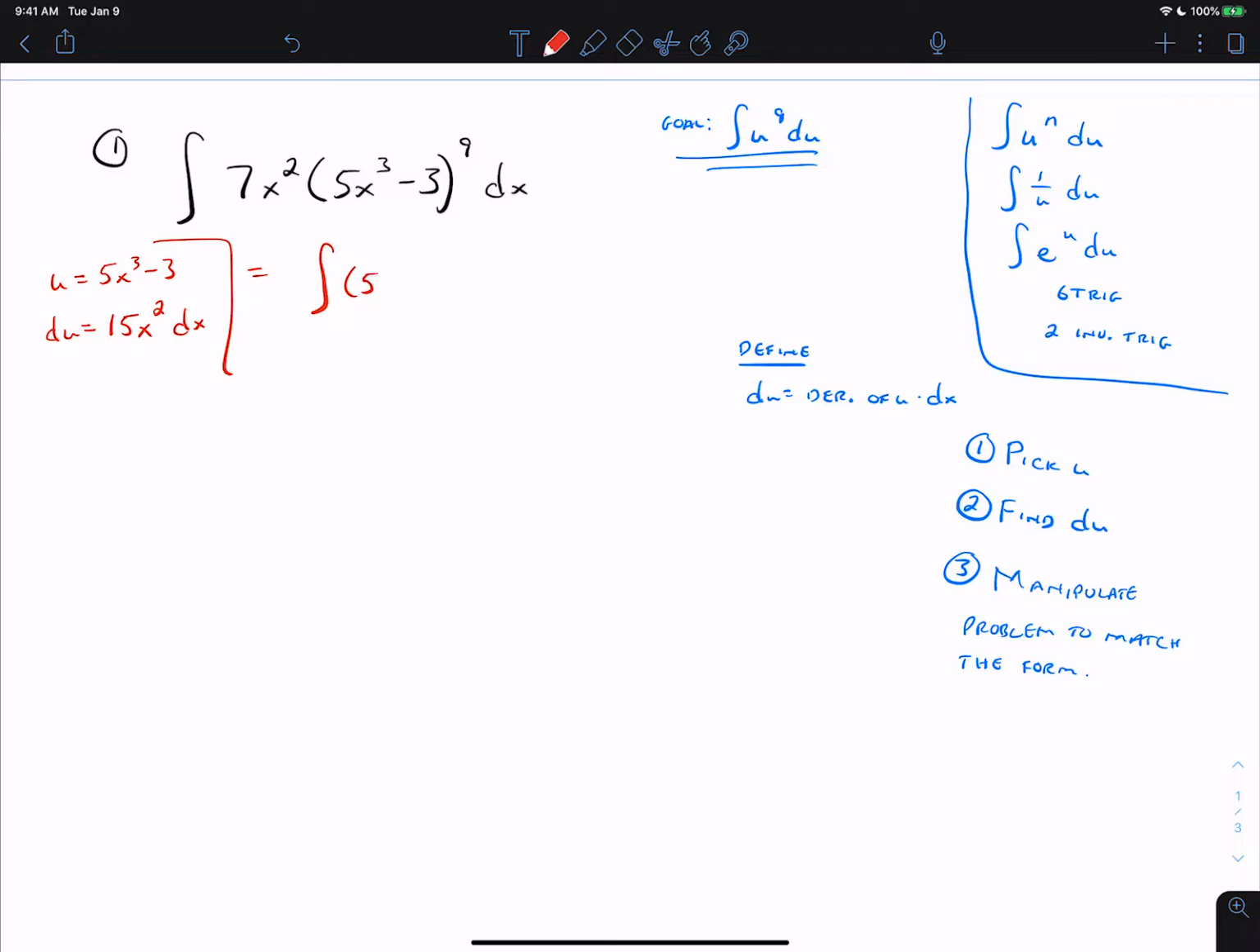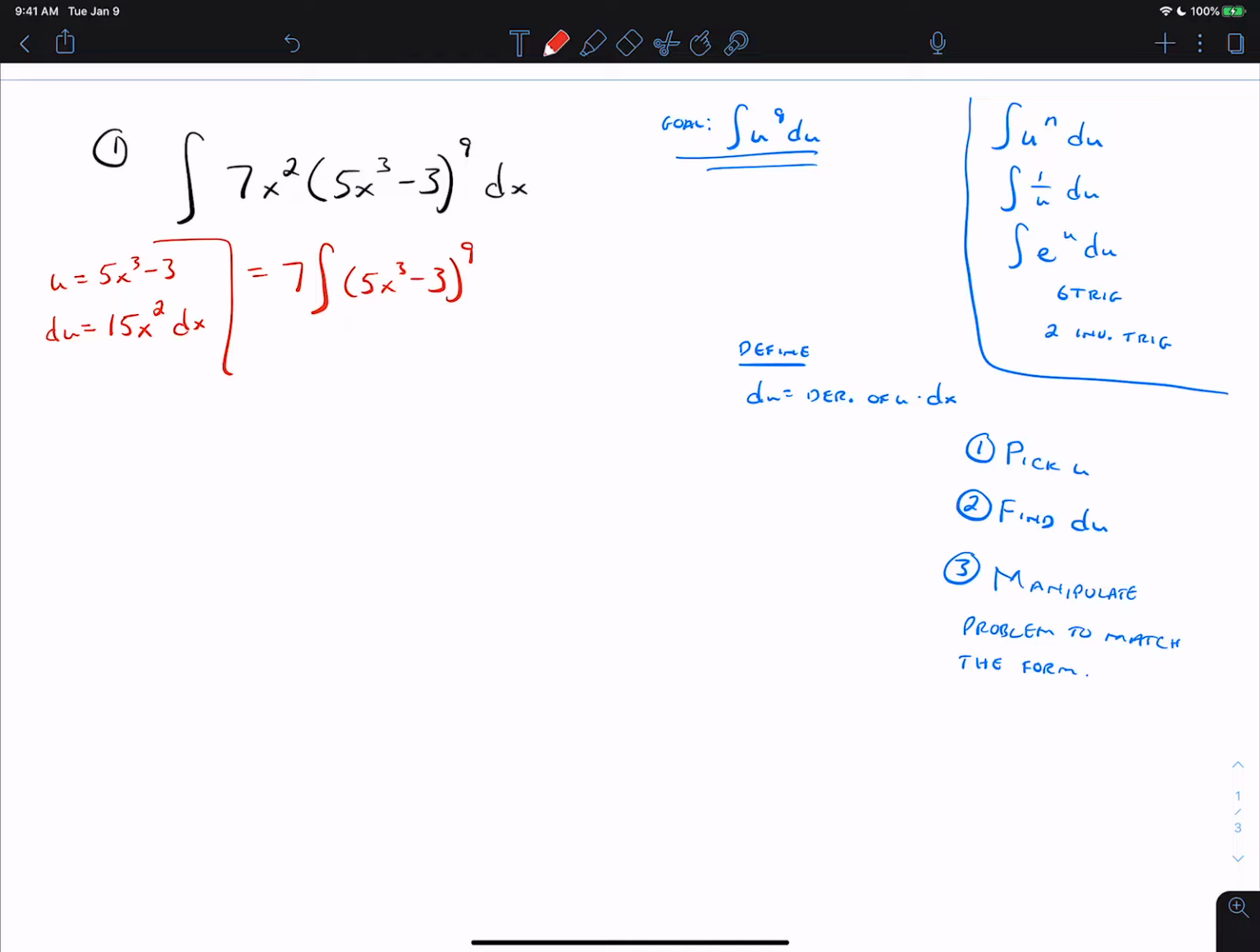and I'm going to put the 5x cubed minus 3 to the 9th at the beginning. And I want that there because then I've got the u to the 9th. Remember that u is 5x cubed minus 3, so I've got u to the 9th at the beginning. I'm going to pull the 7 out of the integral because we're allowed to pull constants out, and it's not part of the u or the du.